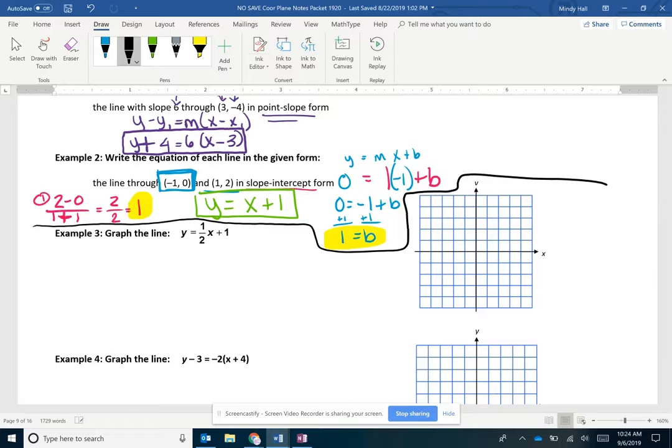Okay, so if I want to graph the line y equals 1/2 x plus 1, this is slope-intercept form, so I know that 1/2 is my slope and 1 is my y-intercept. So I'm going to start by plotting the y-intercept at +1. And then from that point, I'm going to go up 1 and over 2 because it's rise over run for the slope. So we rise 1 and run 2. And then you connect your dots. Okay.